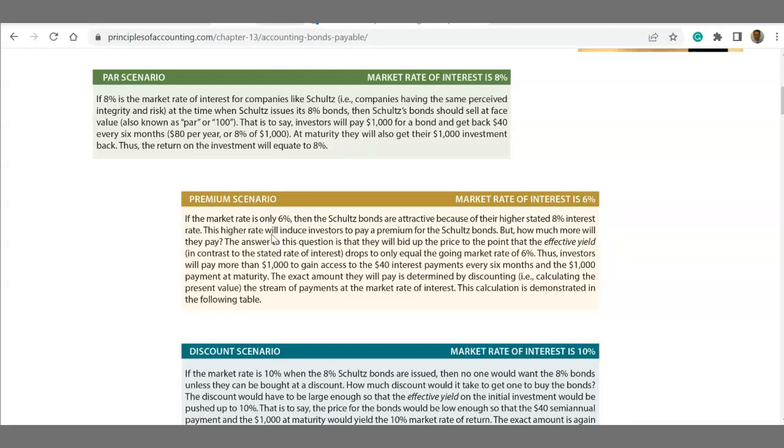Why? Because the market rate for this type of company, the fair interest rate, is 6%. However, the bond is paying 8%, right? So if the bond is paying 8% and the market is 6%, the bond is paying too much. And because the bond is paying too much, the bond will be issued at a premium, and they will ask investors to give them a little bit extra money because the bond is paying a premium interest rate.